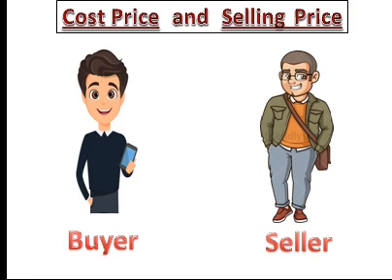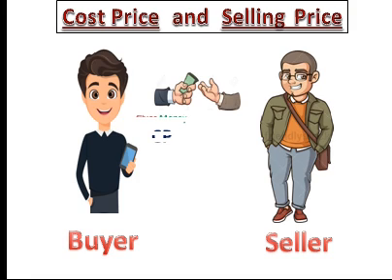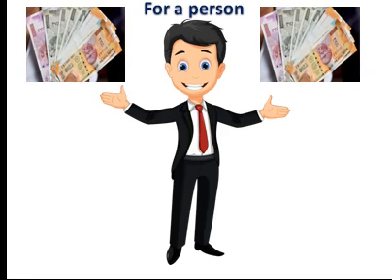So how is this deal going to happen? One person is going to give money and the other person is going to take money. The buyer is going to give the money for the product he is purchasing, and the seller is going to take the money for the same. So, the one who gives money, for him it is a cost price, and the one who takes money, for him it is the selling price.